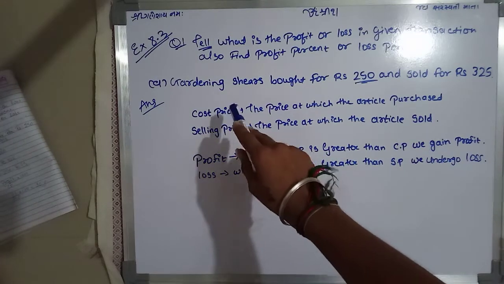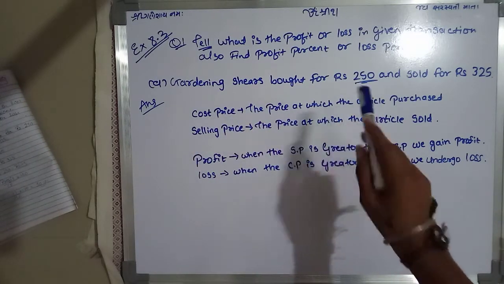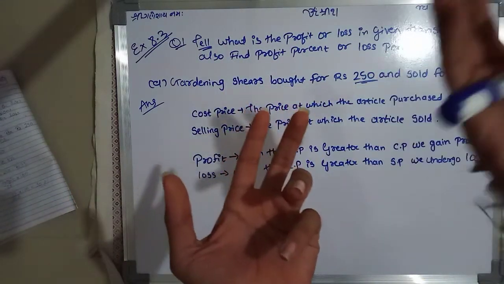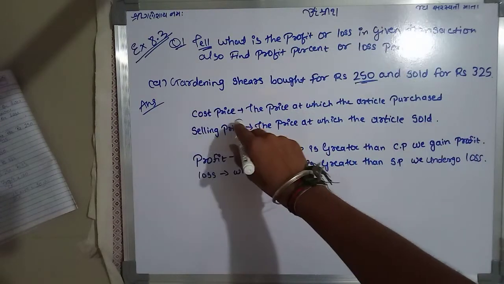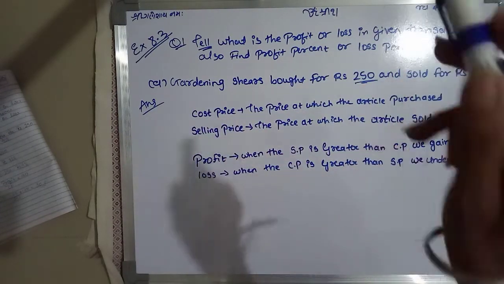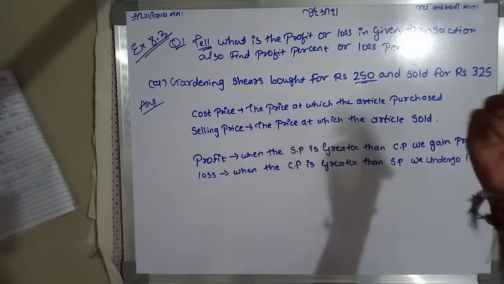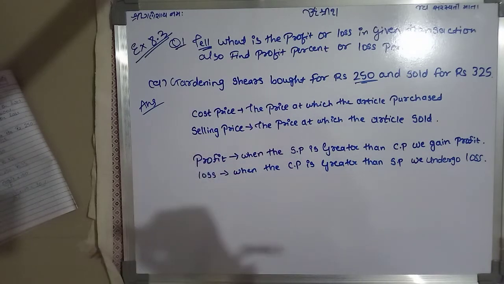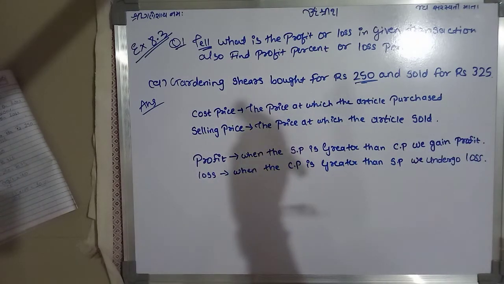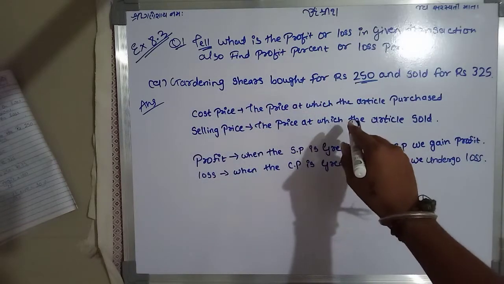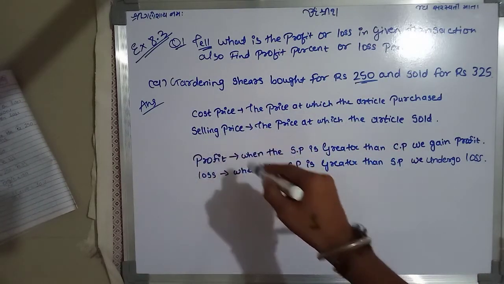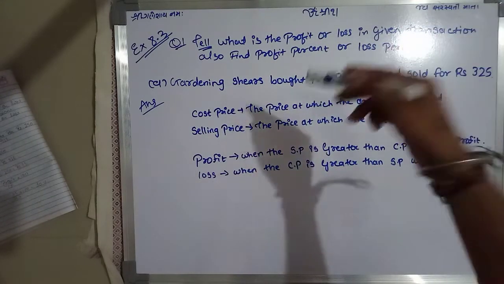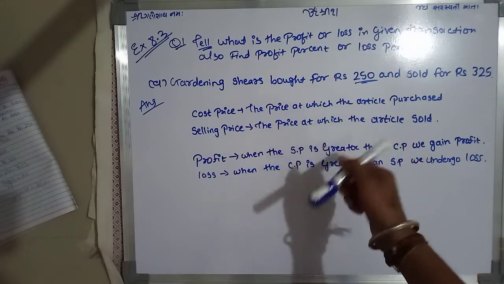So what is meant by cost price? The price at which the article is purchased, means the price at which we purchased something. You purchased a toy car at rupees 250, means 250 is the cost price of the toy car. Now what is the selling price? The price at which the article is sold, means the price at which we sold something. You bought a toy car and you sold it to your friend for 250 rupees. So 250 rupees again is the selling price, at which you sold something to your friend or your neighbor.